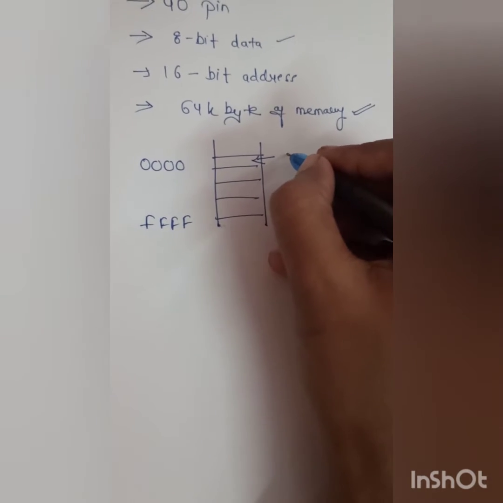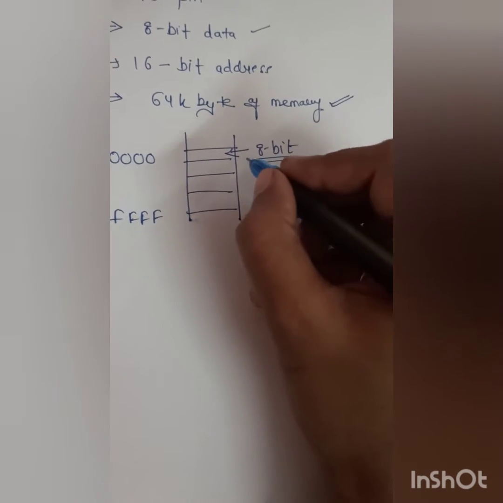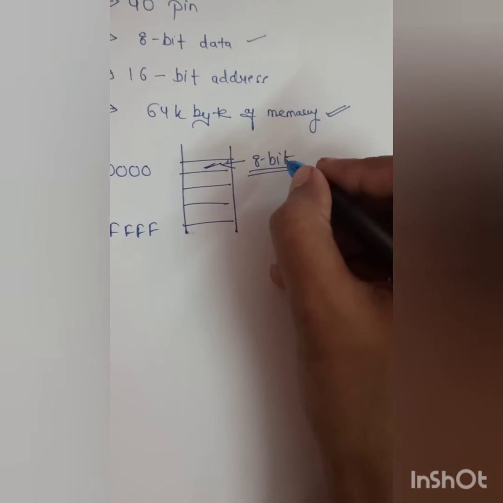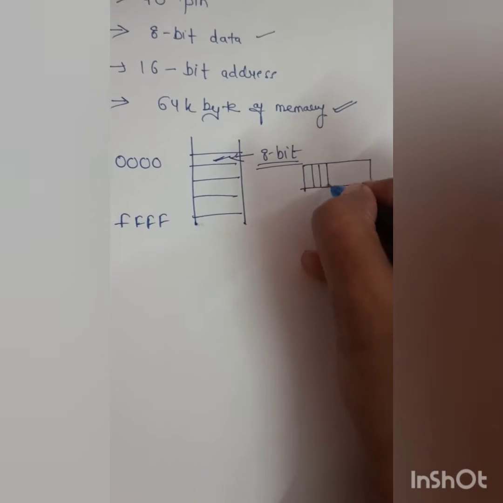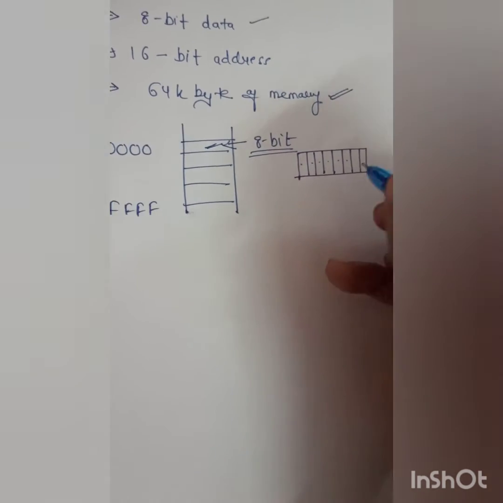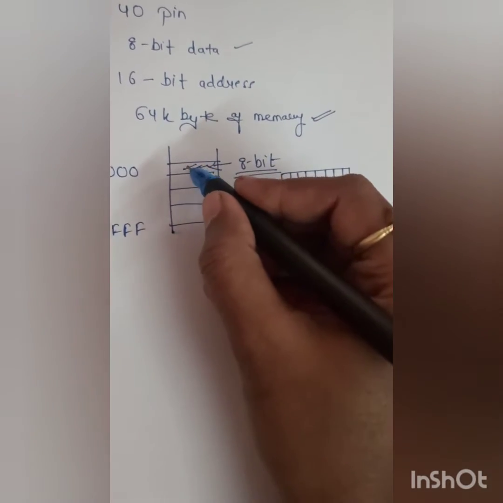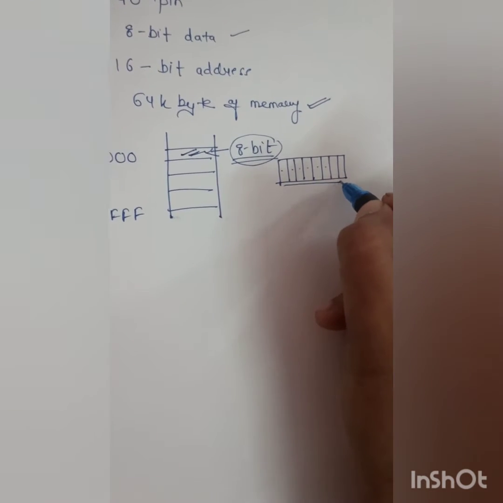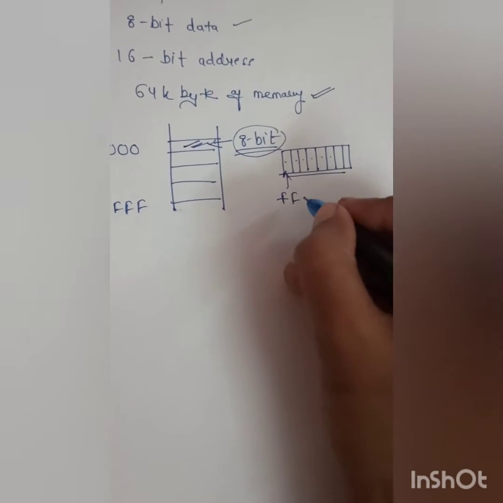A single memory location consists of 8 bits. This is one memory unit. It consists of 8 cells, each of 1 bit: 1, 2, 3, 4, 5, 6, 7, 8. That means this one memory location consists of 8 bits, and those 8 bits consist of 8 cells. Each cell is made up of one flip-flop.